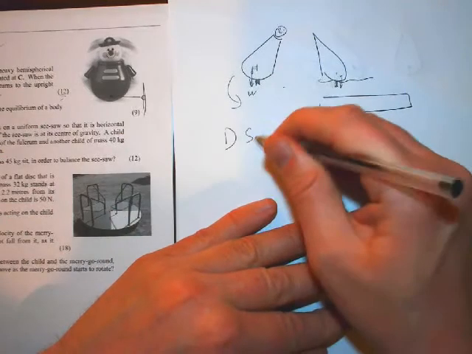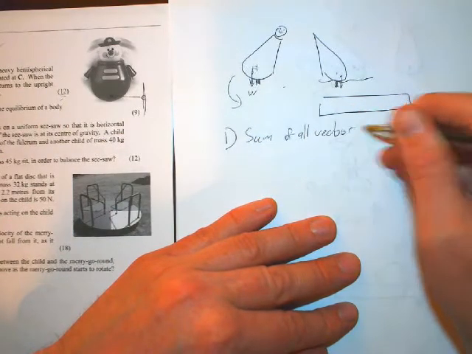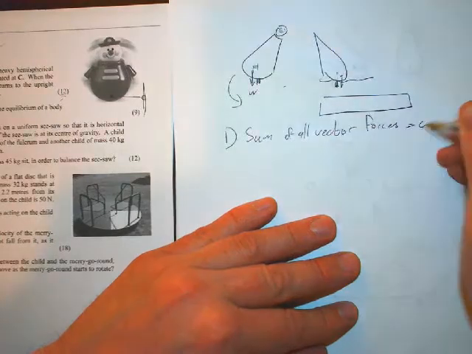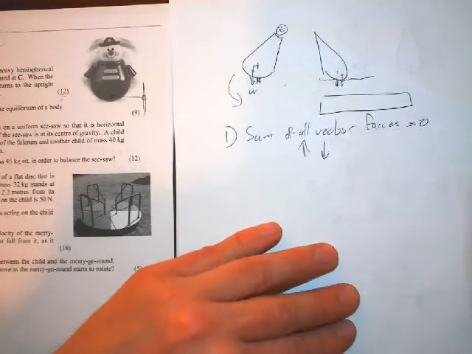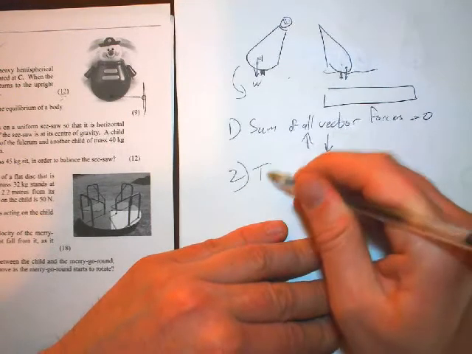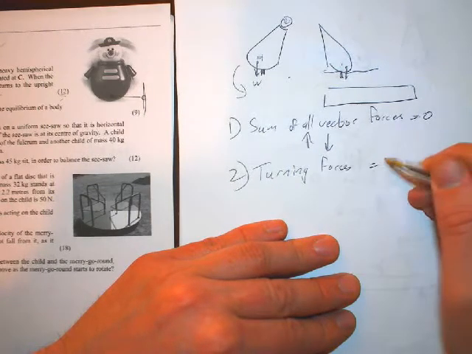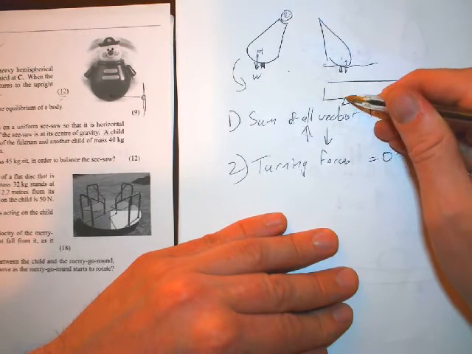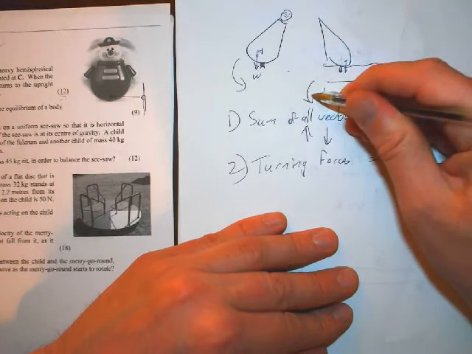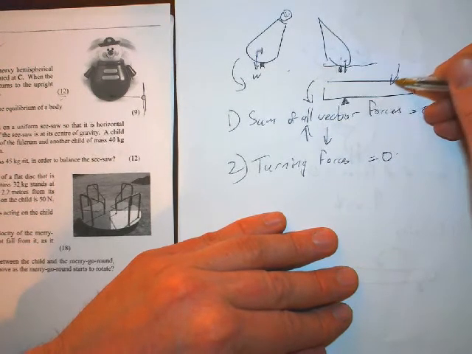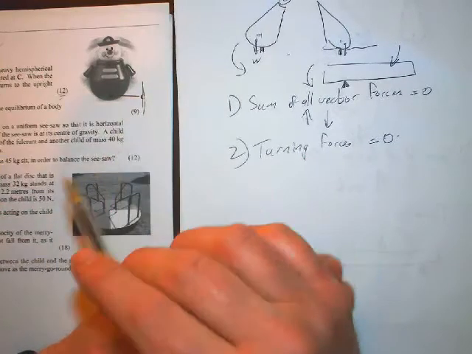One was that the sum of all forces, so the sum of all vector forces, was equal to 0. Or you could say that as the forces up had to be equal to the forces down. That's the first condition. And the second one was that the turning forces also had to sum to 0. So that if I took the moment from any point along this object, the total turning force in the clockwise and the counterclockwise directions should be equal. That's in order to have equilibrium.